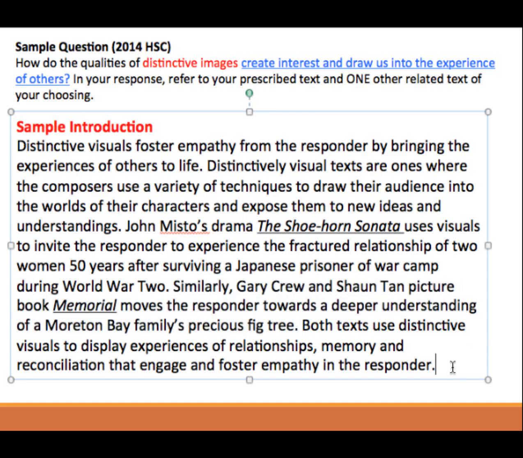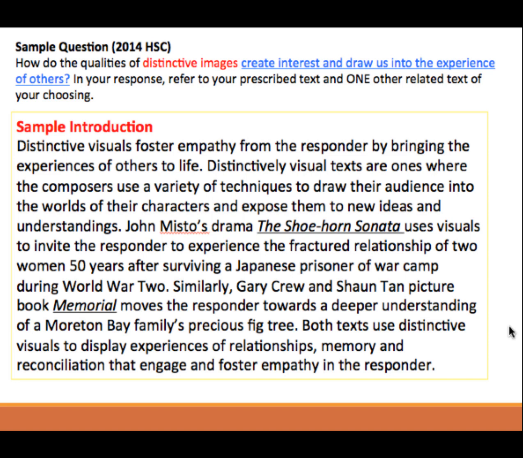And then finally, I have the three key themes that I'm going to be discussing in the essay. And there is a relationship between the texts that I've got here. So you'll see that I've got theme number 1, which is relationships, theme 2, which is memory, and theme 3, which is reconciliation. And I'm restating my thesis here, with the main parts of my thesis.